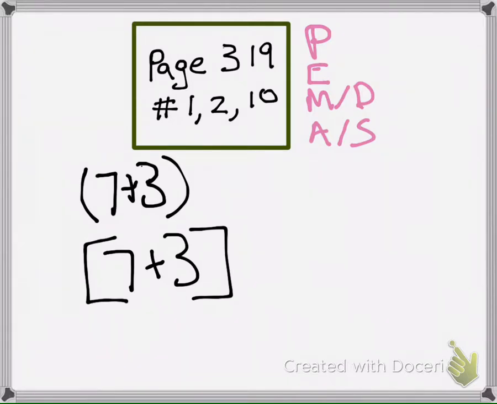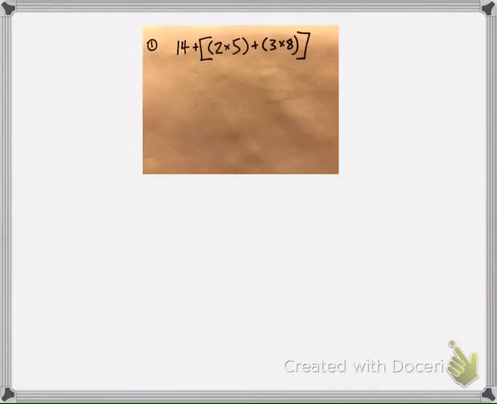The E represents the exponents, but we don't have to worry about that yet. And then we look for multiplication or division. And lastly, once we have finished simplifying all the parentheses, all of the multiplication and division, we go ahead and do addition and subtraction. All right, without further ado, let's go ahead and get started on question number 1.